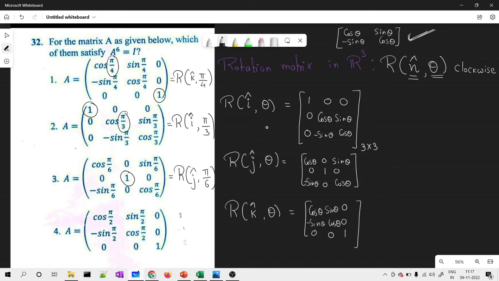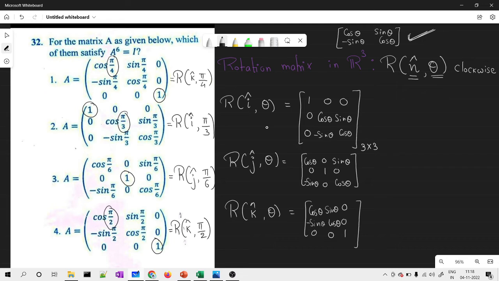Let's go further. At the end it is R k cap with an angle of pi by 2. So we understood the given options are nothing but rotation matrices of this form. But now the question arises: which of the following will have A raised to 6 equal to I? Which of the following will have A raised to 6 equal to I?